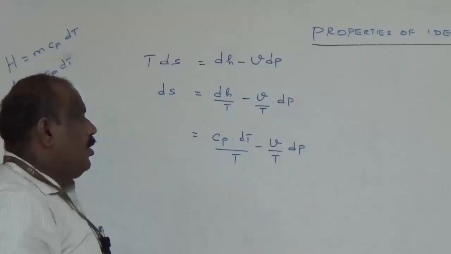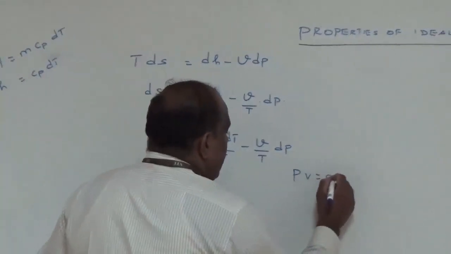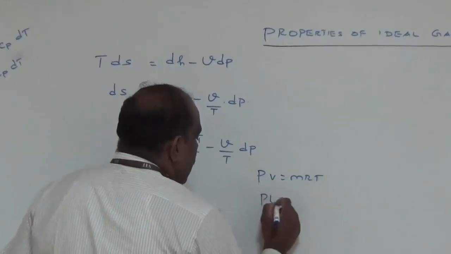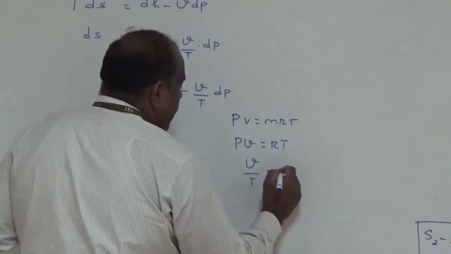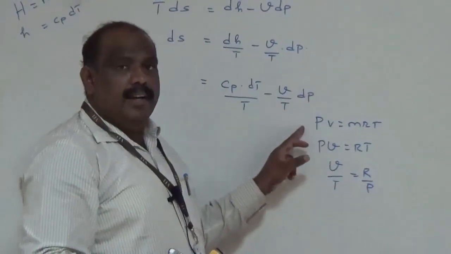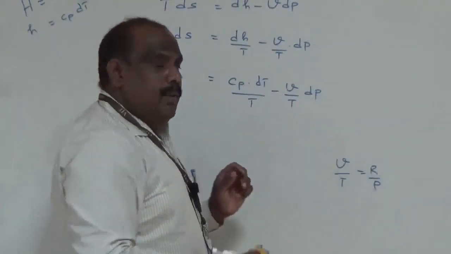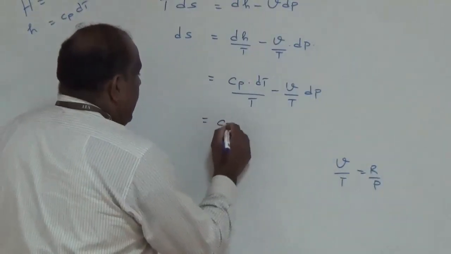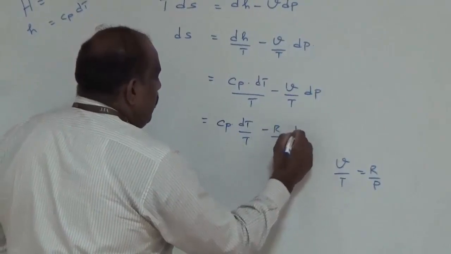For the second term, we have to go with the help of the ideal gas equation. PV equal to mRT, so P into small v equal to RT. From this, what is V by T? It is nothing but R by P. Why do we want it in terms of this? Then only I can integrate. So it is Cp into dT by T minus R by P into dP.